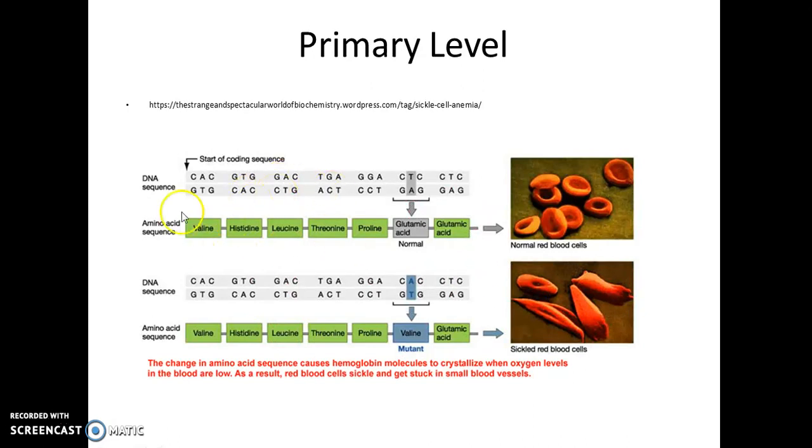If you notice here, this is the normal hemoglobin, and we have CTC DNA, which will form glutamic acid. And here we change it from a T to an A, and it forms valine instead. We go from an acidic to, I think this is a nonpolar. So you can look that up. So we change the primary level.